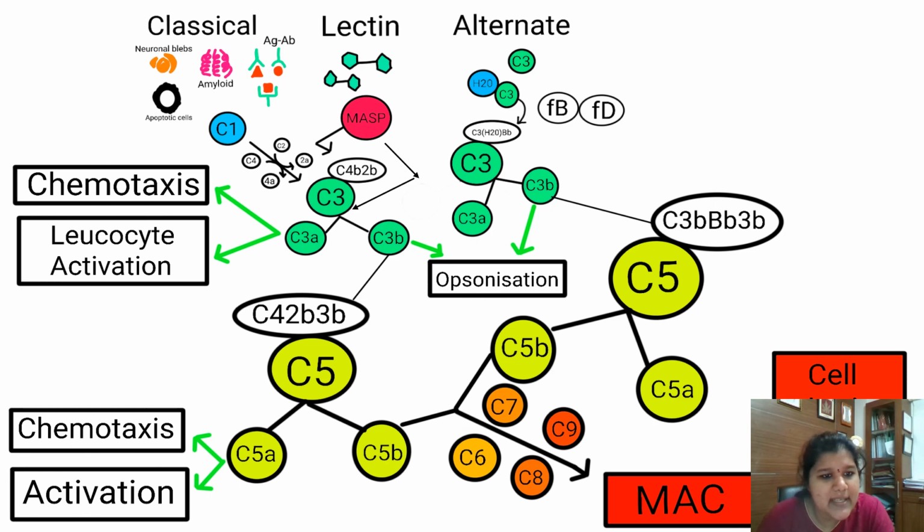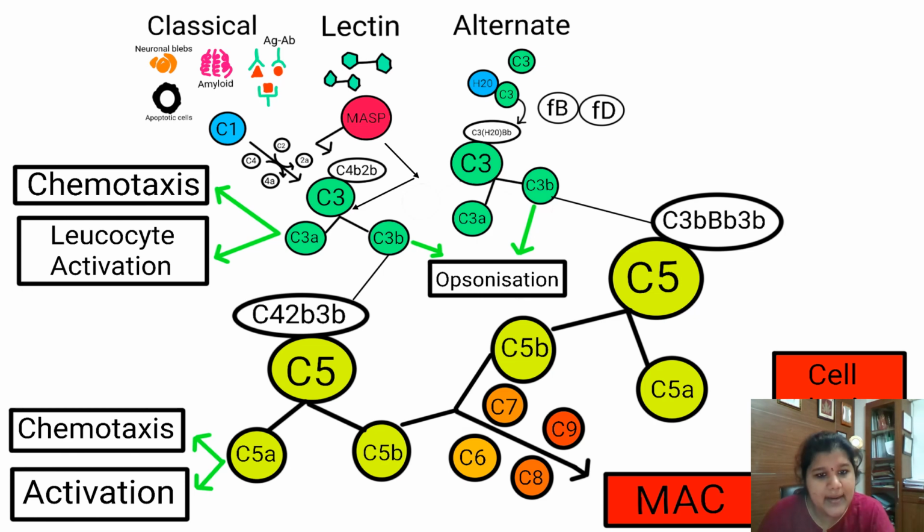So the classical pathway begins with complement C1. The C1 is converted to C3 with the help of complement 2 and complement 4. C3 is an important complement that further gets broken down to C3A and C3B with the help of the enzyme C3 convertase. C3 convertase enzyme is nothing but the combination of C4B and 2B. Now this C3A plays an important role in chemotaxis and activation of WBCs. The C3B plays an important role in opsonization, that is coating of the antigen.